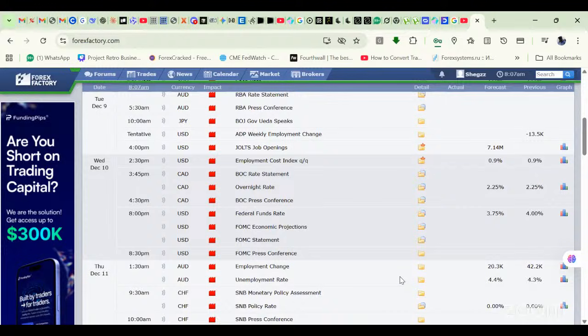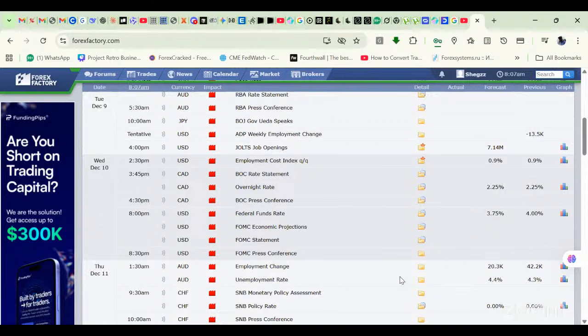Of course, 3:45 p.m. for CAD. So don't forget that this CAD event is actually a rate statement, something close to what you have for the AUD on Tuesday morning. Rate statements normally carry weight, because that's when the governor of the central bank of that country will be making a speech. And of course, the overnight rate is also coming at the same time, 2.25.